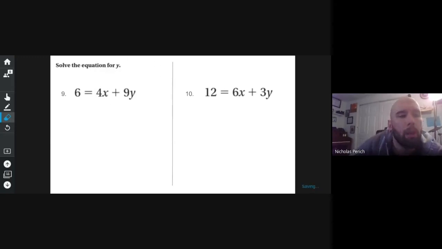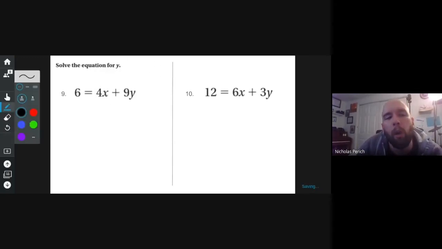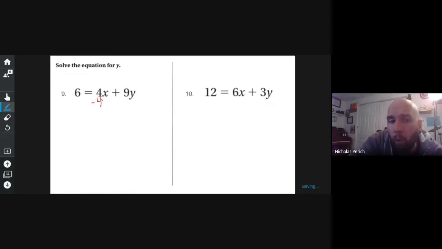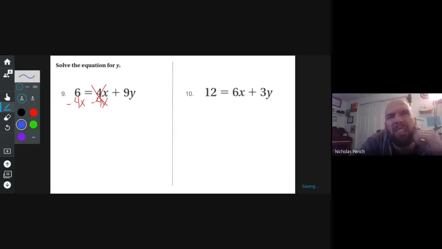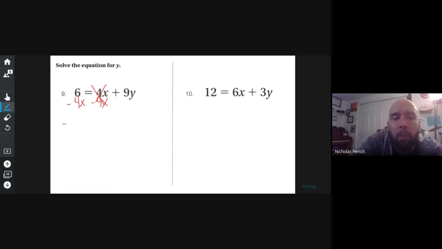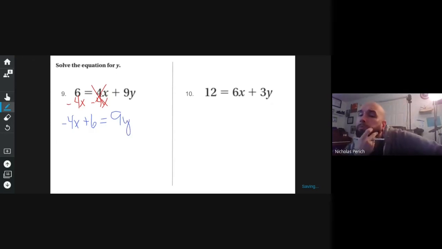Okay, so let's erase it. So I have a 4x floating around. I have to move that guy by doing the opposite of 4x that's floating around. And the opposite of 4x is negative or minus 4x. Cross you out, you're gone. So what I'm going to write on the left side is, do 6 and negative 4x combine? No, because one has a variable and the other one doesn't. So I'm going to always write out the thing with the x first, negative 4x. 6 is positive, so plus 6, and that equals 9y.